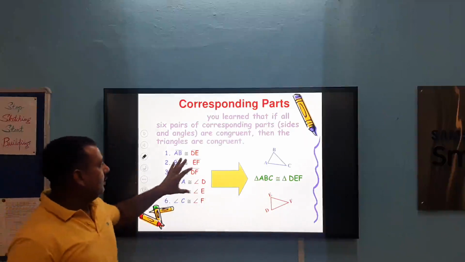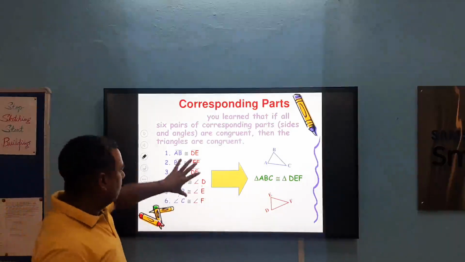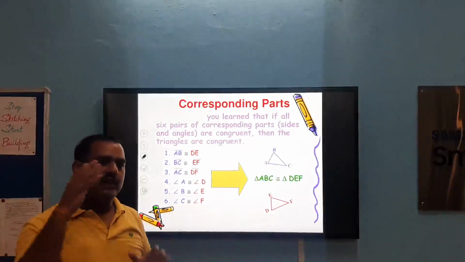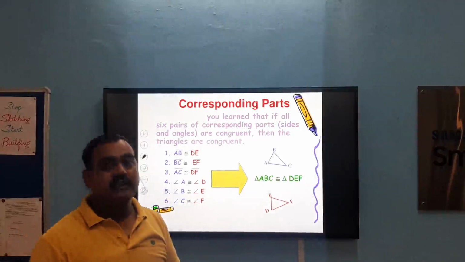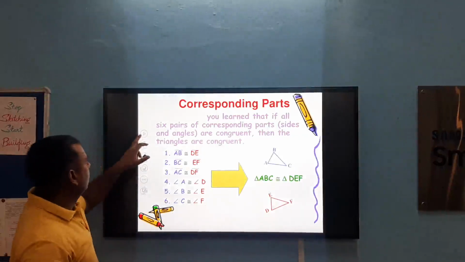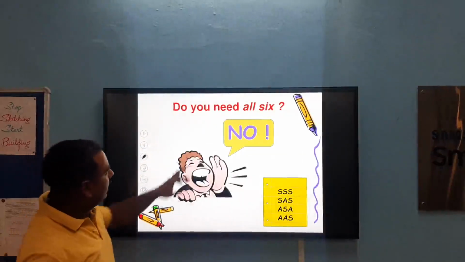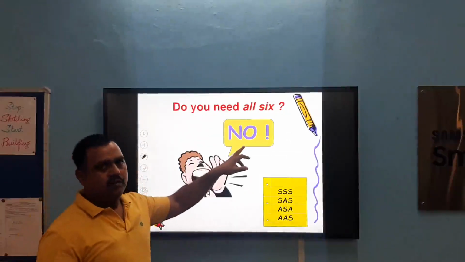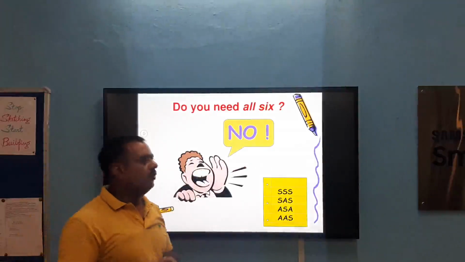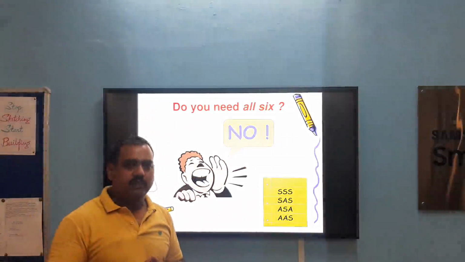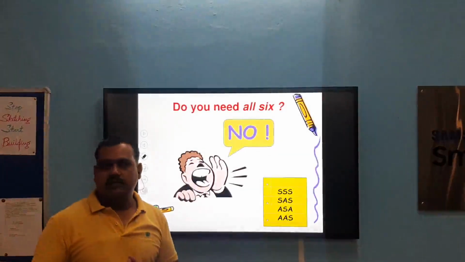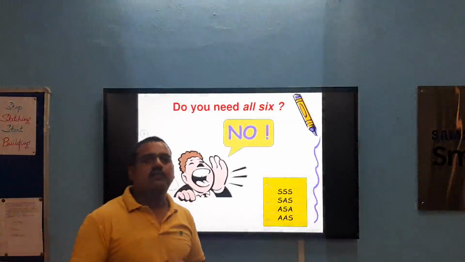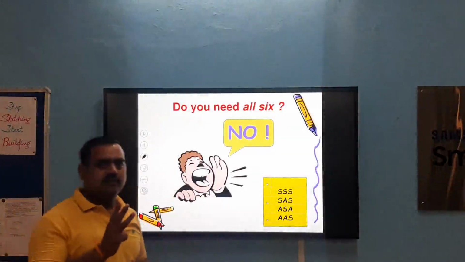So we need to know that all 6 parts of one triangle are equal to the 6 parts of the other triangle. But it is a very large task. So do we need to know all 6? The answer is no. We need not know each and every part. Rather than all 6 parts, we can prove our triangles congruent by the use of only 3 parts.